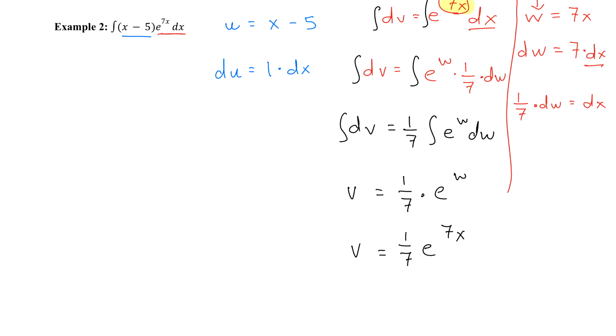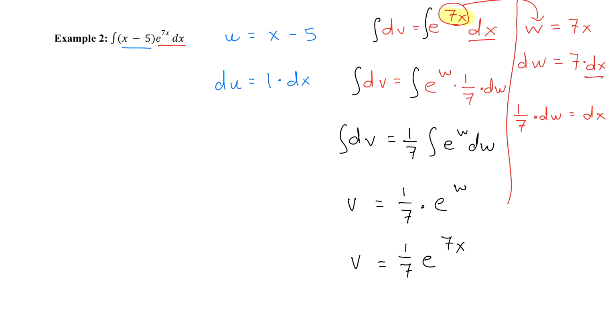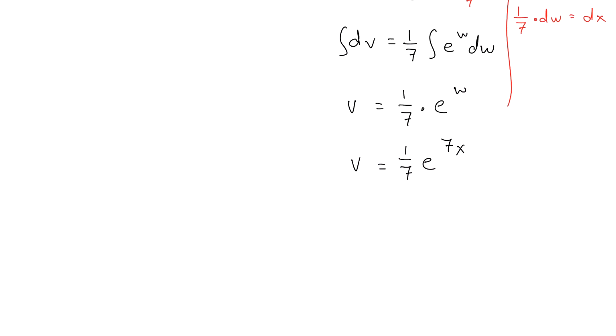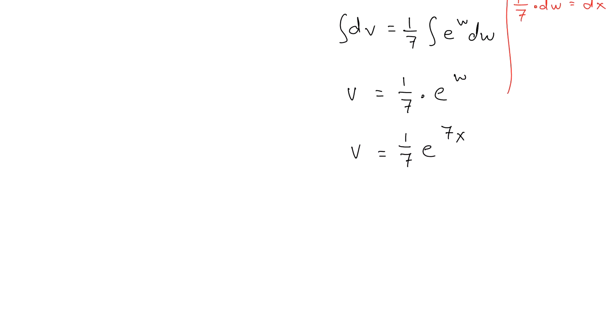Okay. At this point, now we have everything that we need, because we have our u, we have our du, we have our v, and then of course our dv up there as well. So we should have everything we need for our integration by parts formula. So let's go ahead and write that down just so that we have something to start with.